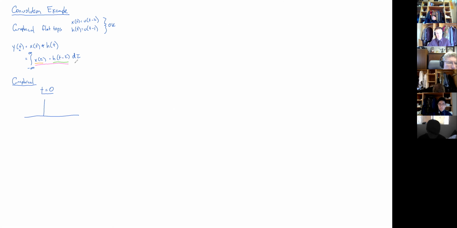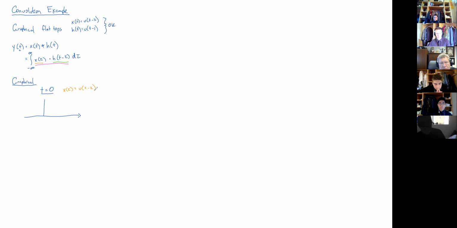So if we start off with t equals 0, you're first going to graph your x. Here's our x. This is what our x is. So we are going to graph x of tau in orange. And our x of tau is the same thing as our x of t. Every time we see a t in here, we're going to replace it with a tau. So that's u of tau minus 2.